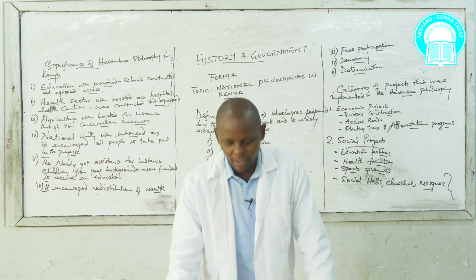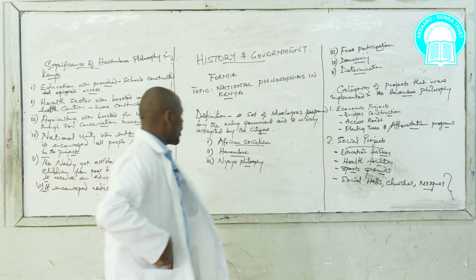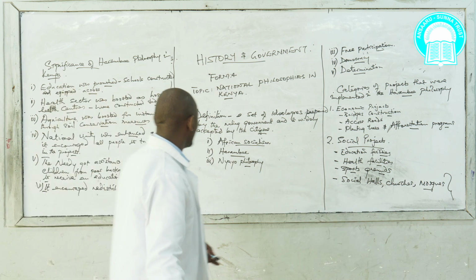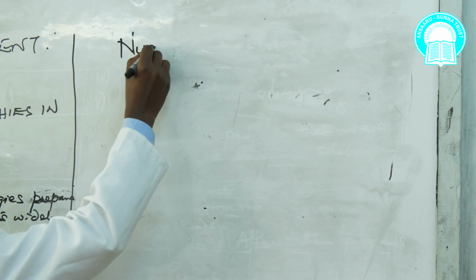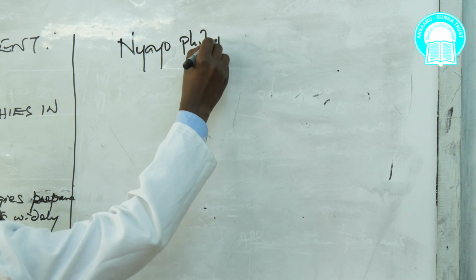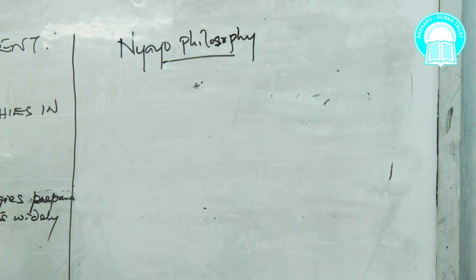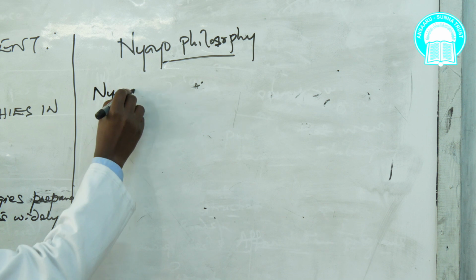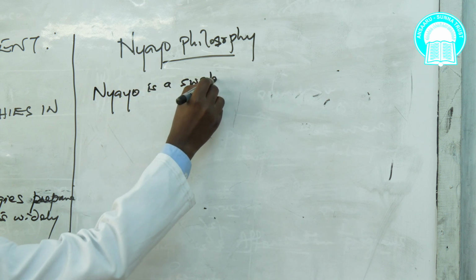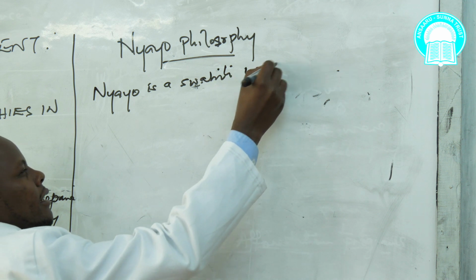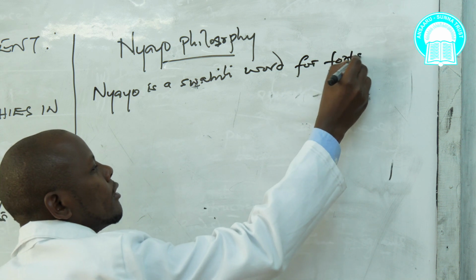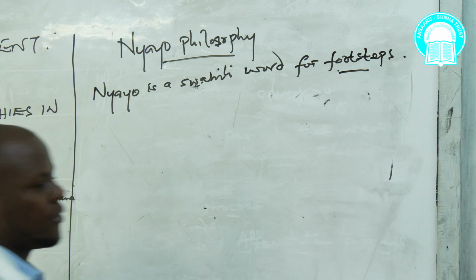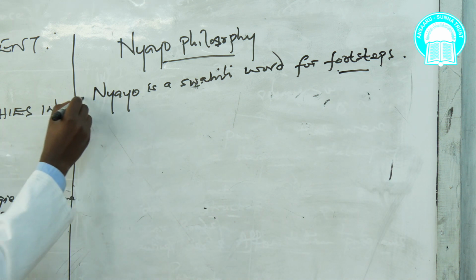The next philosophy that we're going to discuss is Nyayo philosophy. Nyayo is a Swahili word, just like Harambee. It is the Swahili word for footsteps. It was developed by President Moi.